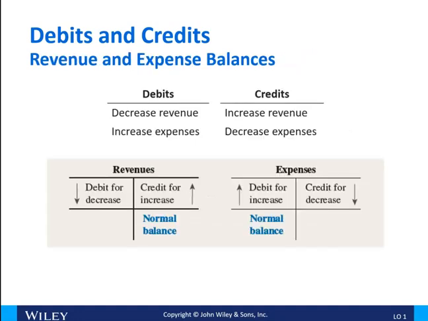Revenue and expenses. Okay. Revenues, an increase in revenue is a credit. So the credits increase revenue, a debit decreases revenue. The normal balance is a credit.